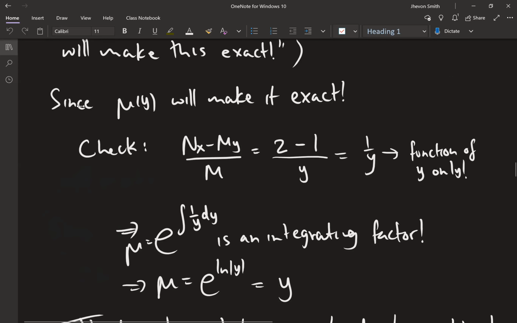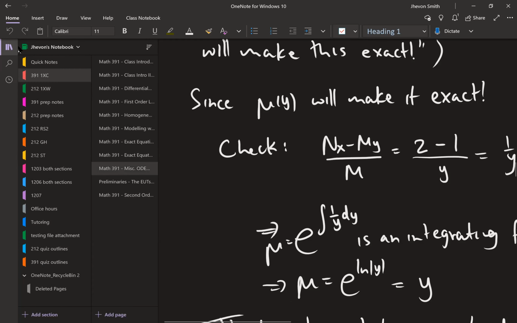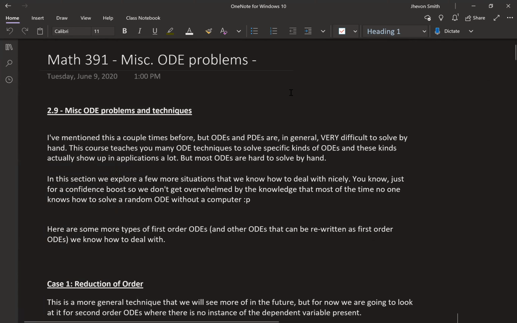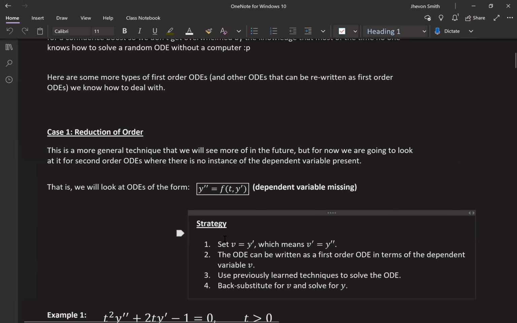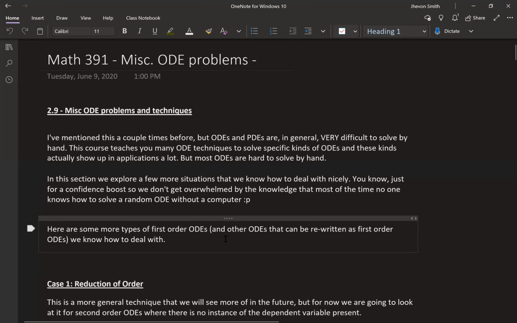The next thing I'm going to want to cover is from section 2.9, where we're going to look at some miscellaneous problems and techniques that you would need to know. The first one here, called reduction of order, is something that we're going to be doing in a more general setting later on.